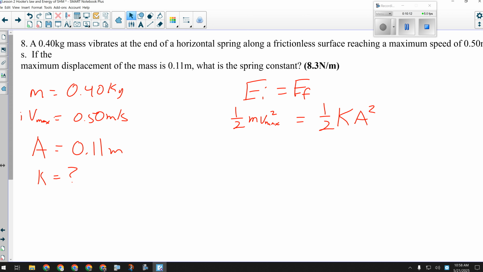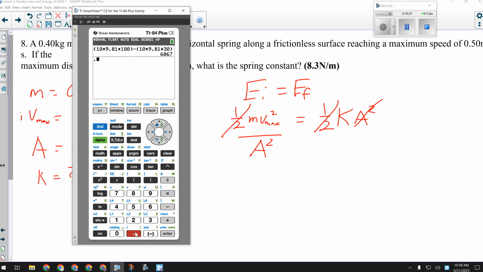So if we know those pieces of information, the only thing we don't have is K. So we can cancel the halves, divide both sides by A squared, and we're solving for K. If we punch our stuff in here, 0.4 times 0.5 squared, divided by 0.11 squared, 8.3 newtons per meter. Everybody all right with that?